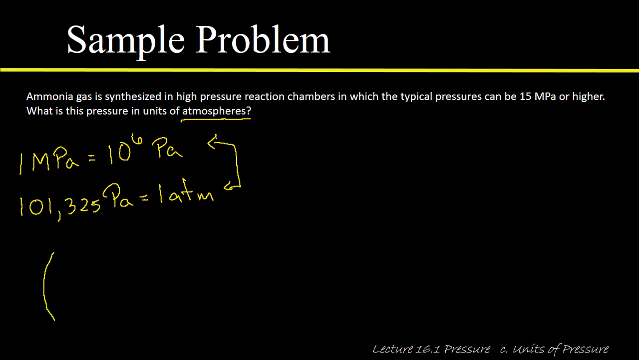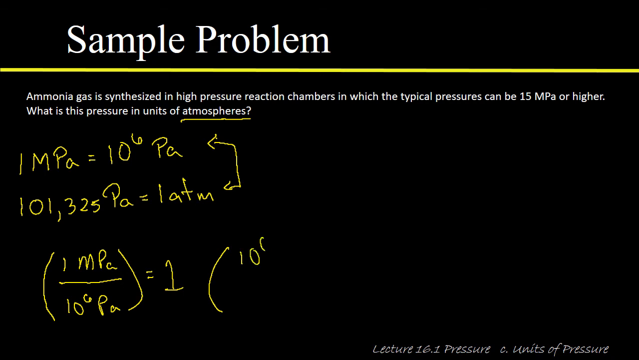And a fraction that's equal to 1 is anything where the numerator and the denominator are equal. So we could write 1 megapascal over 10 to the 6th Pascal. That's a fraction that's equal to 1. That gives us a conversion factor. Or we could write 10 to the 6th Pascal over 1 megapascal, which is equal to 1. That's also a conversion factor.